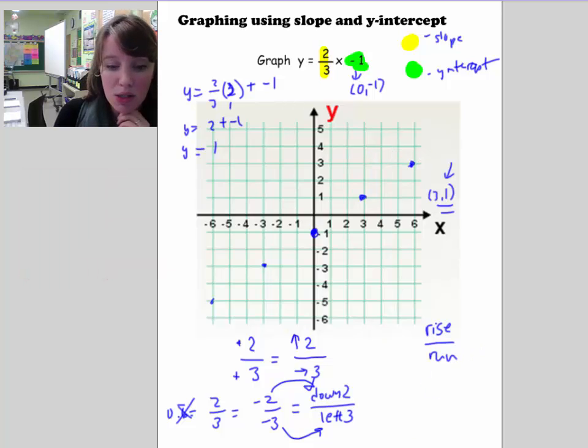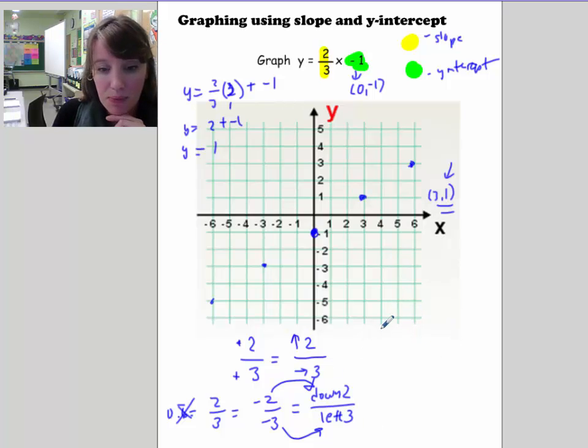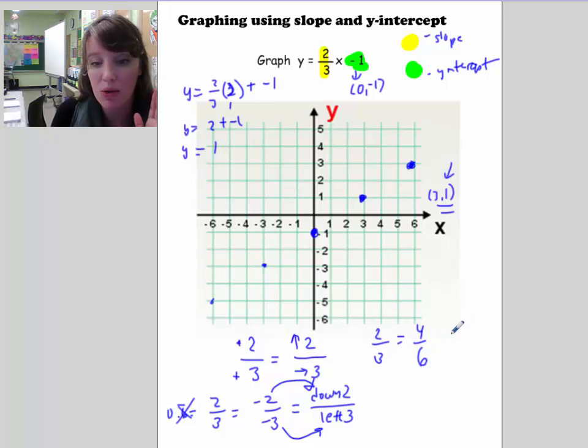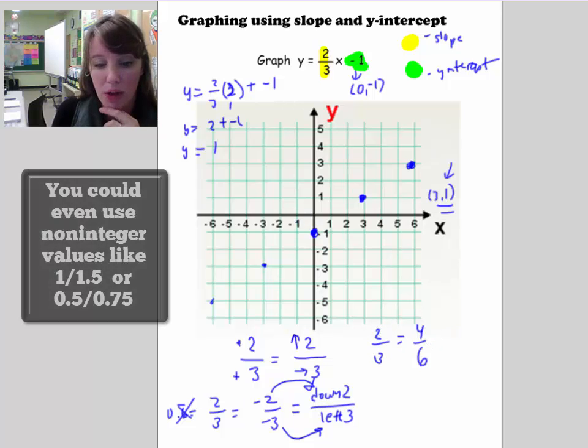Right? Also notice that anything equivalent to 2/3 would have worked here. So for instance, let's say that 2/3 is equivalent to 4/6. So from this point, I could have gone up 1, 2, 3, 4, and over 1, 2, 3, 4, 5, 6. I would have determined this point instead of the first point I determined here. But it's the same thing, right? Any rise over run that's equivalent to the fraction 2/3 will get you another point on the line.